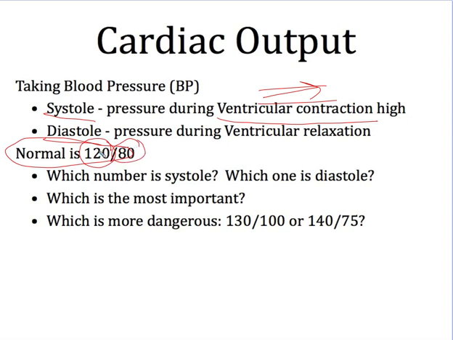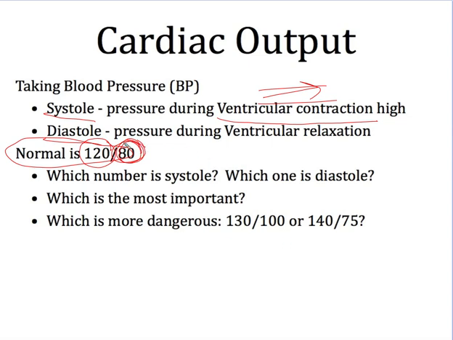And then begs the question, what is more important? Is my max pressure more important than my constant pressure? Is my constant pressure more important than my max pressure? And to a certain extent, I mean, you can argue either one. But this one here, I guess we'll look at this. If I have a pressure of 130 over 100 or 140 over 75, which one would you be more concerned with? And it depends on what you're kind of thinking.